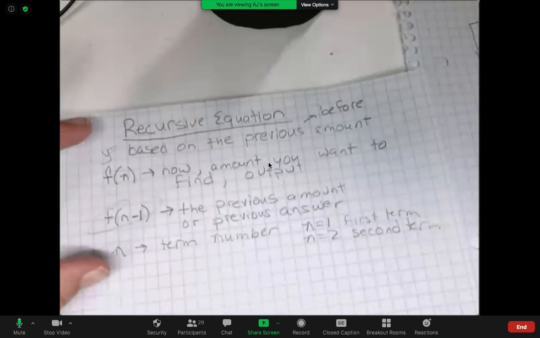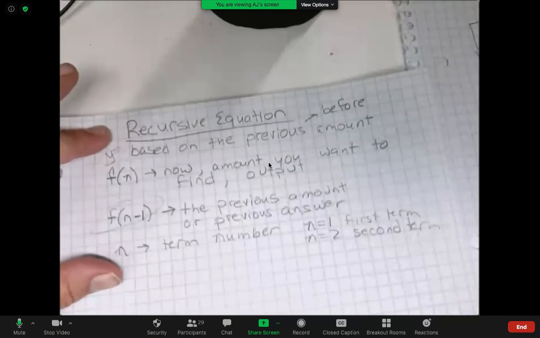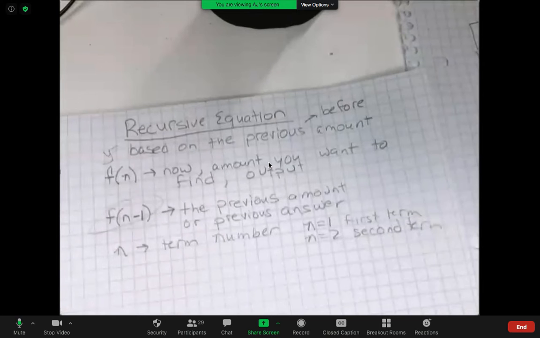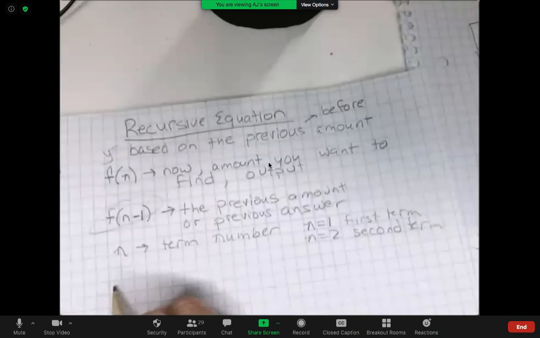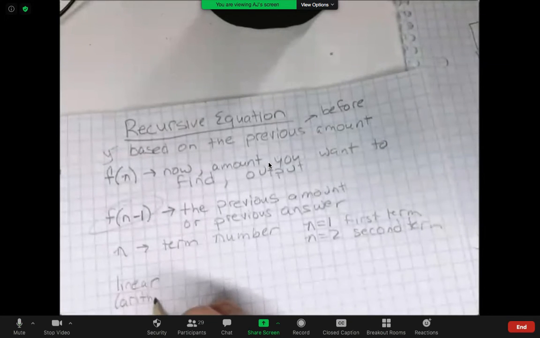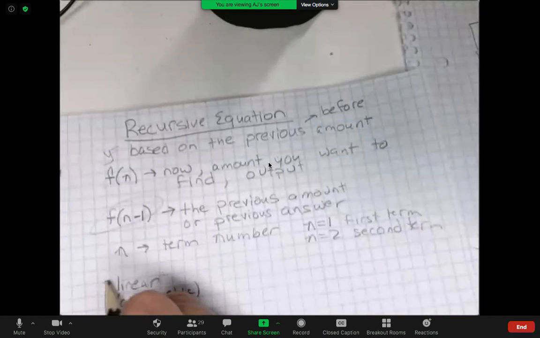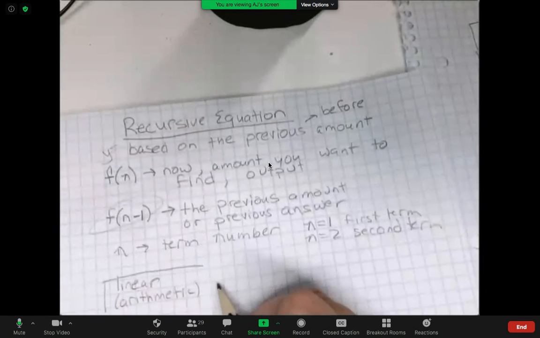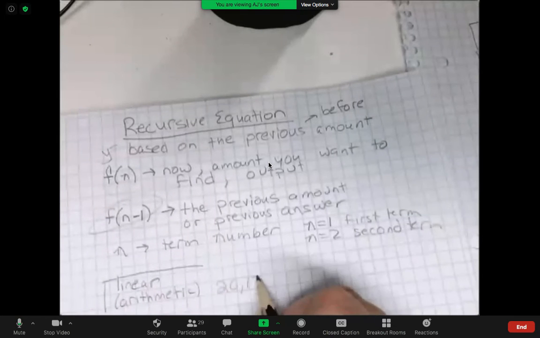So now that we know what recursives are, we need to teach our computer how to write a recursive for a linear equation and a recursive for a geometric or exponential equation. So we're going to do 2 examples here. One is linear, and let's remember that this comes from an arithmetic sequence. And we had one of those, so let's use like 20, 17, 14 as our example.